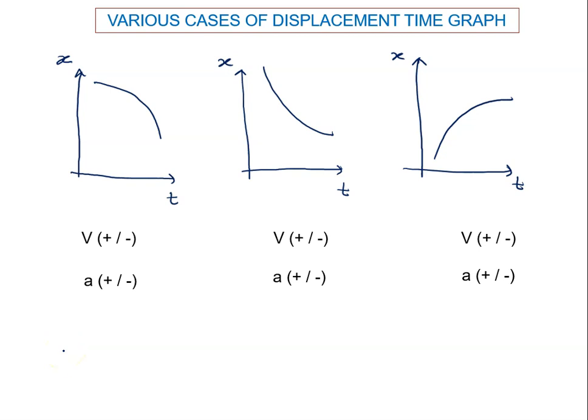Various cases of the displacement time graph. In these three graphs, you have to show where the velocity is positive or negative, and where the acceleration is positive or negative. First of all, we will calculate the velocity. Velocity is known as the slope of the displacement time graph.